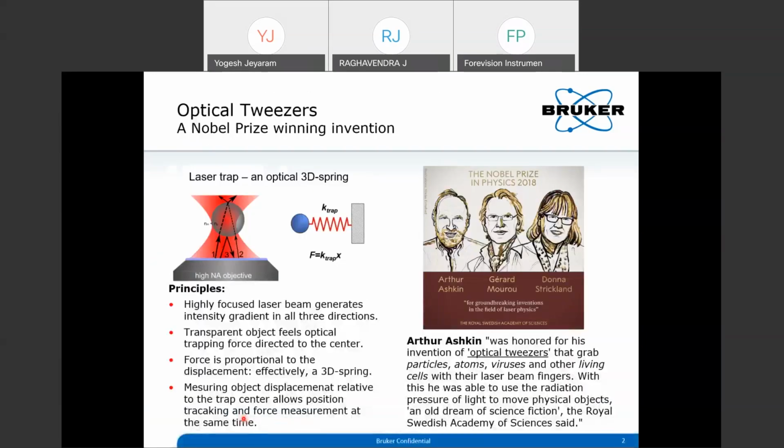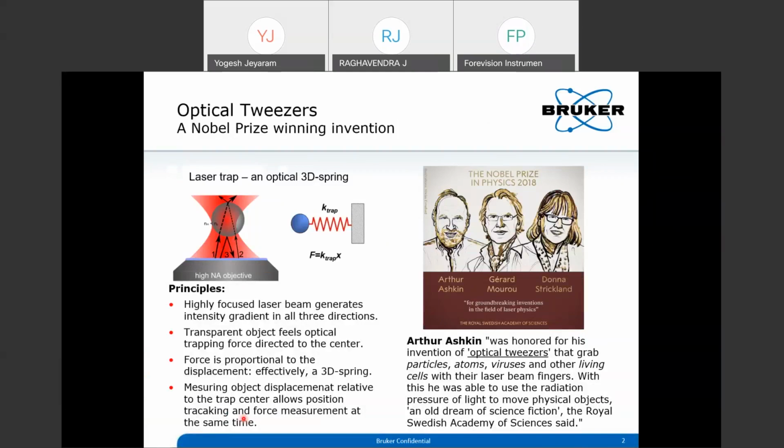So optical tweezer, a Nobel Prize winning invention. Some of you might be familiar that Arthur Ashkin got a Nobel Prize for optical tweezer. He shared that with Gerard Mourou and Donna Strickland for their work in lasers as well.